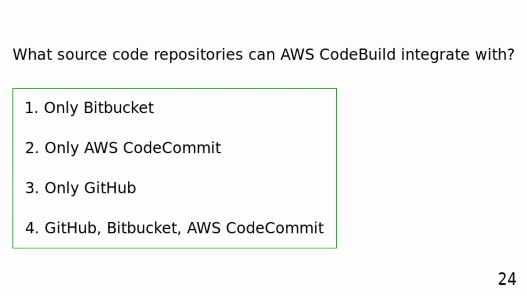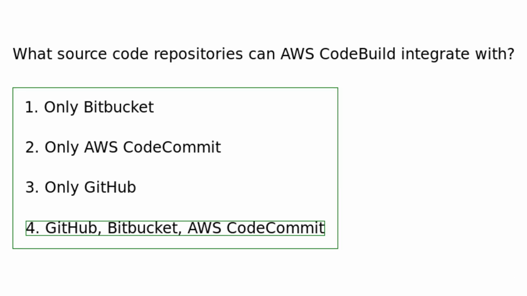What source code repositories can AWS CodeBuild integrate with? Only Bitbucket. Only AWS CodeCommit. Only GitHub. GitHub, Bitbucket, AWS CodeCommit. AWS CodeBuild can integrate with multiple source code repositories like GitHub, Bitbucket, and AWS CodeCommit.